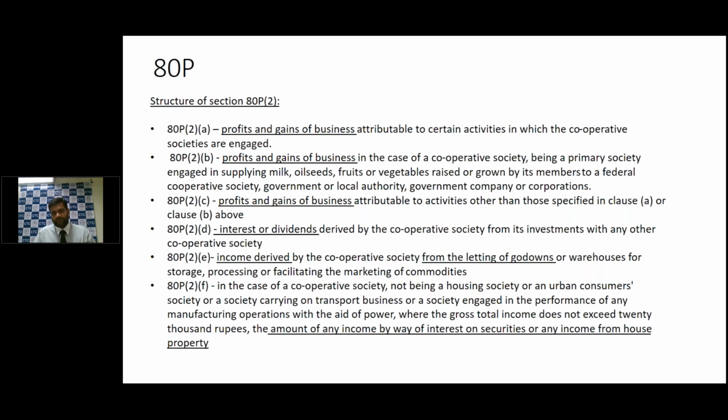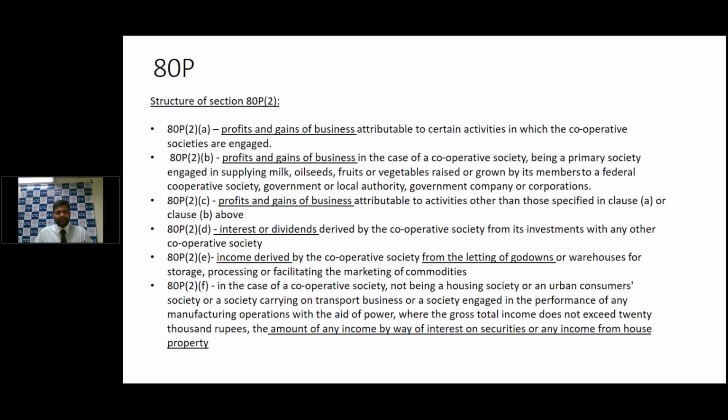Clause D provides deduction under section 80P in respect of interest or dividends derived by a cooperative society from its investment with any other cooperative society. So here, as compared to clauses A, B and C, we may find that A, B, C deal with the profits and gains of business, whereas clause D deals with a specific type of income, which is interest or dividend derived by a cooperative society from its investment with any other cooperative.